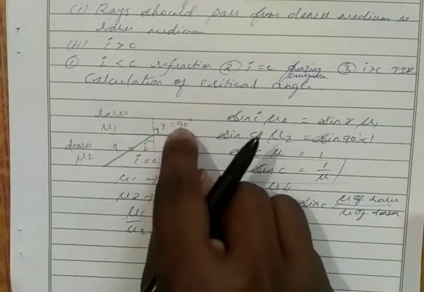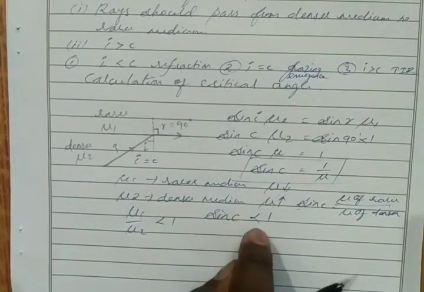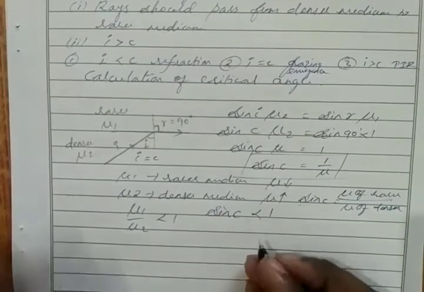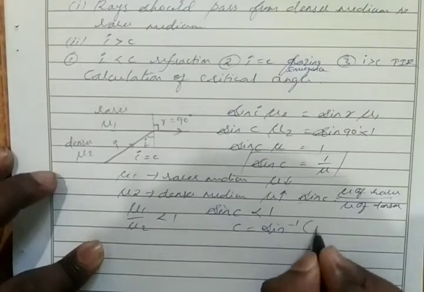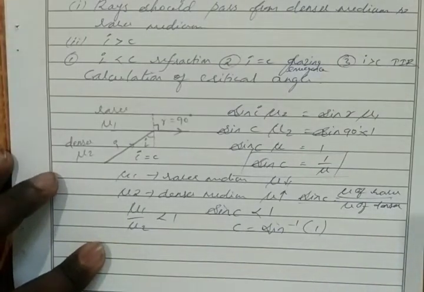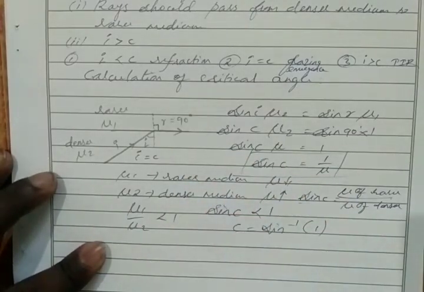So the critical angle should be less than 90 degree. That means here sin c should be less than 1. So if we take C equal to sine inverse of 1, which means 90 degree, so it should be less than or equal to 90 degree. Okay, so remember all this formula, we will solve some numericals. Before solving the numerical, we write all the formulas for our convenience.